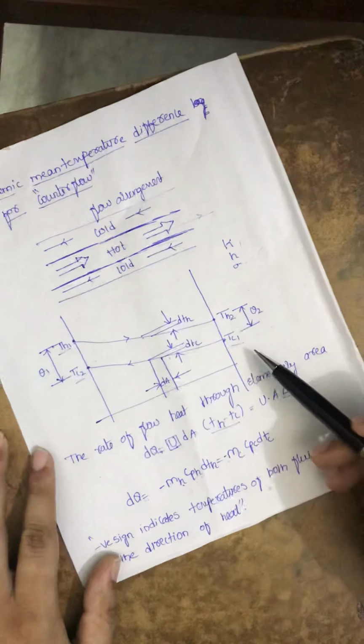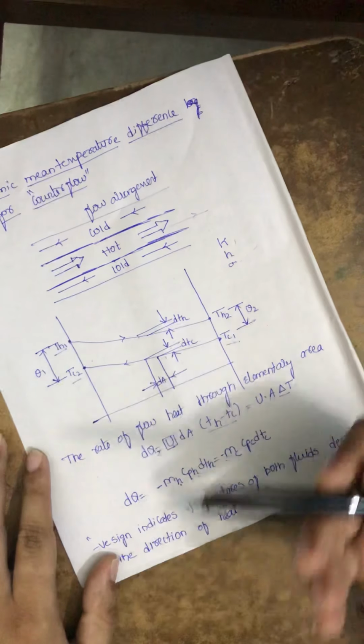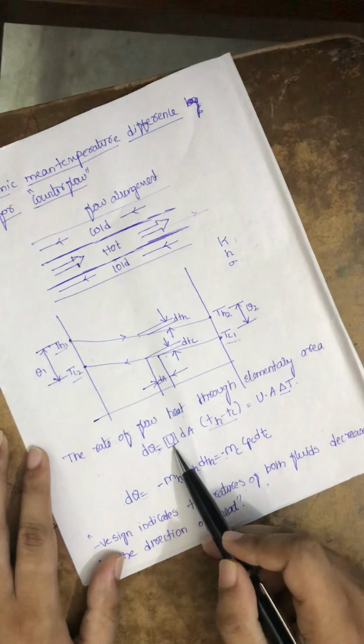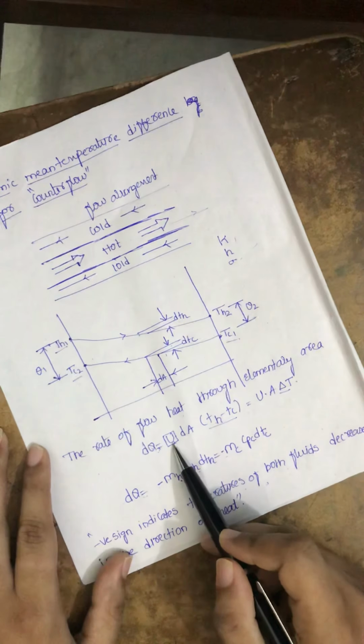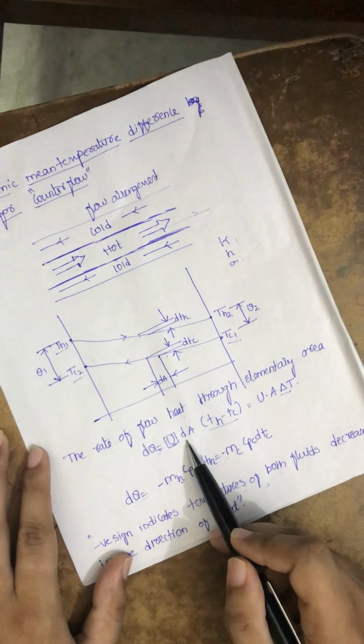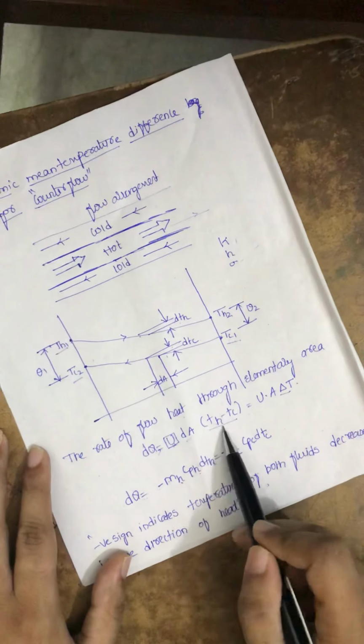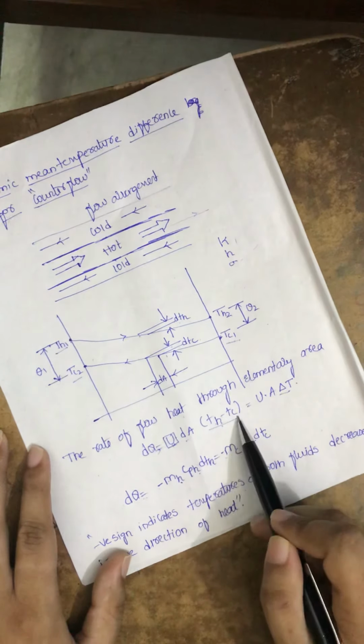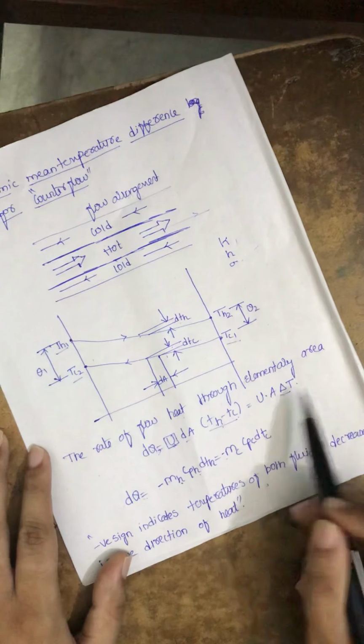But here in the heat exchanger we have all three modes of heat transfer, so we are taking an overall heat transfer coefficient, which is U. As we are taking the elemental area dA, the change in temperature is the hot fluid temperature minus the cold fluid temperature. In the place of Th minus Tc we write delta T, or sometimes we refer to it as theta.